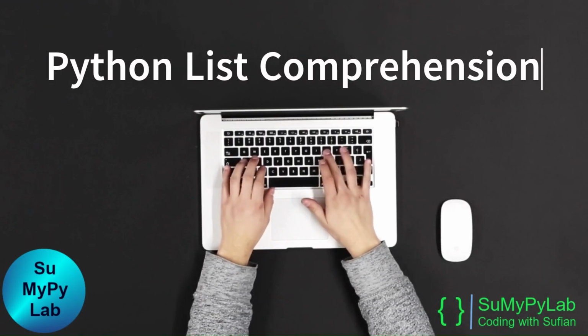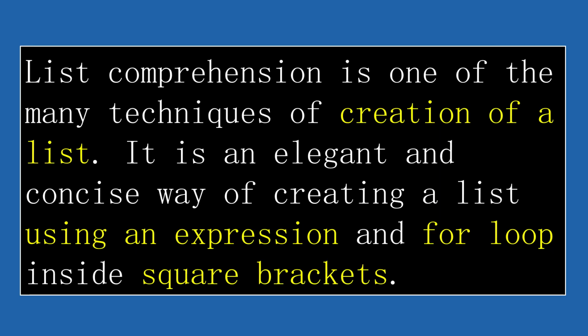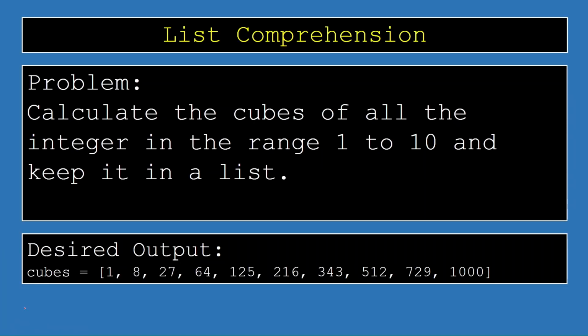Python list comprehension. List comprehension is one of the many techniques of creation of a list. It is an elegant and concise way of creating a list using an expression and for loop inside square brackets. List comprehension has many use cases.